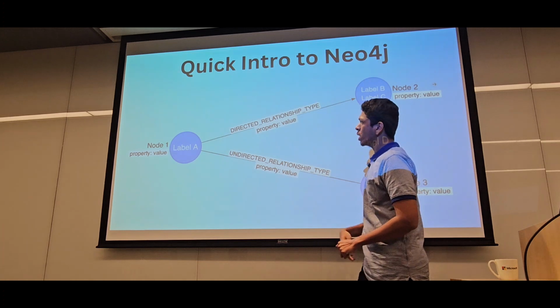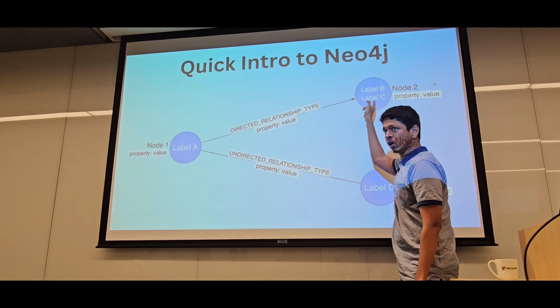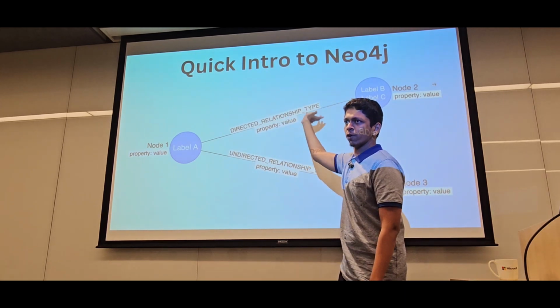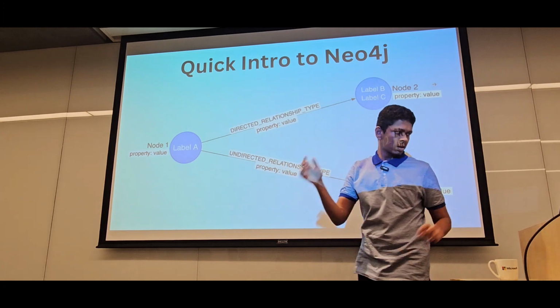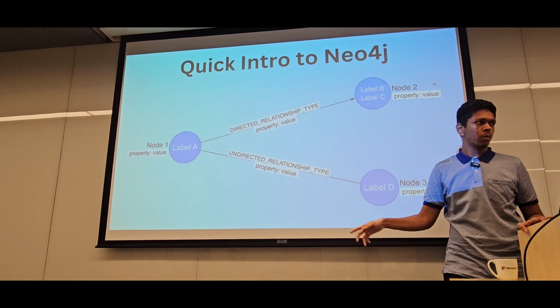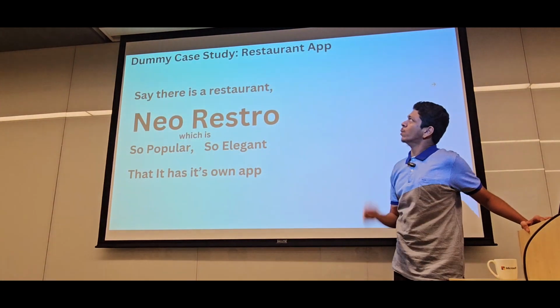So for example, this person sent a friend request to this person. In the property, you can have a timestamp, like when the friendship request was sent. So any questions regarding this? Okay. So let's proceed to a dummy case study.